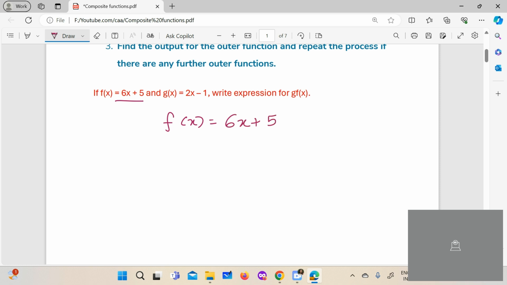Now this will be the input for g of x. You see here, g of x is 2x minus 1. Input means, in place of x, I'm going to write this value. So I will write it this way: g of f of x equals 6, and replace x with 6x plus 5.